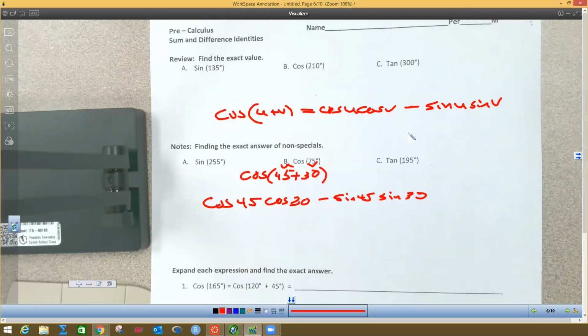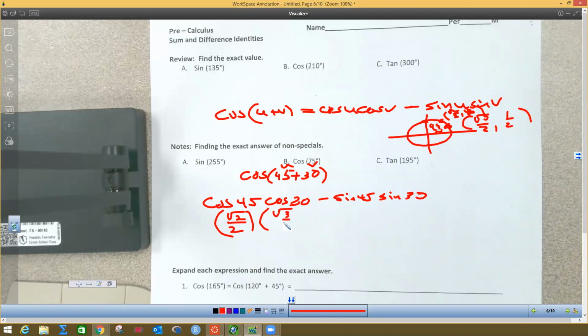I kind of wish I hadn't taken off my unit circle now, but I already had these up there, I think. So 30 degrees is right here, and the ordered pair is radical 3 over 2, 1/2. 45 degrees is right here, and the ordered pair is both radical 2 over 2. So the cosine of 45 is that x value, radical 2 over 2. Cosine of 30 is this x value, radical 3 over 2. Minus the sine of 45 is that y value, radical 2 over 2. And sine of 30 is that y value, which is 1/2.